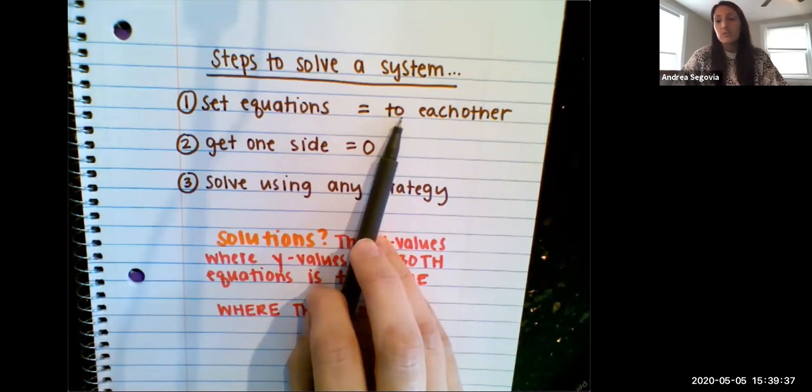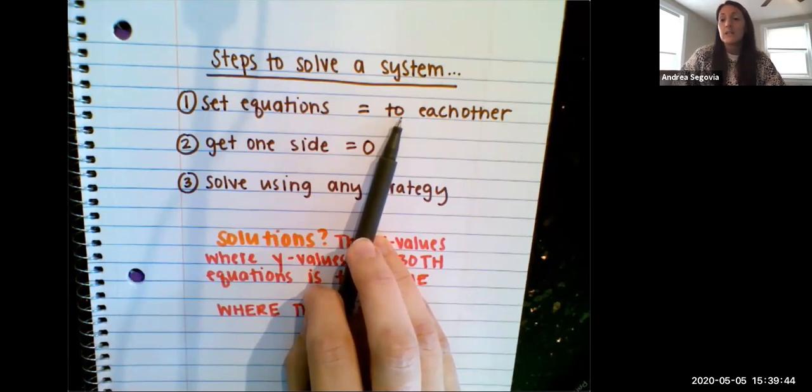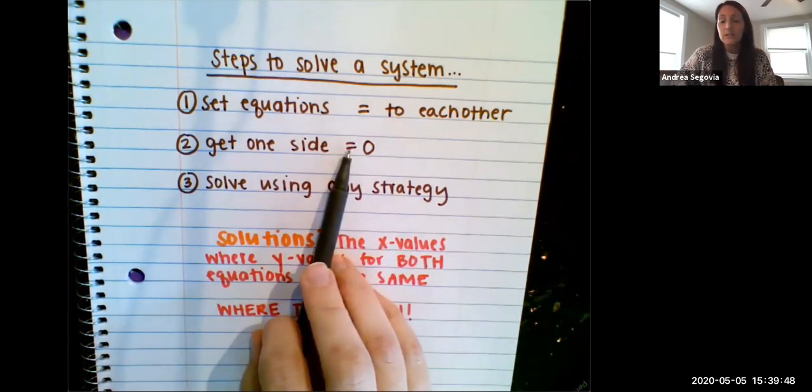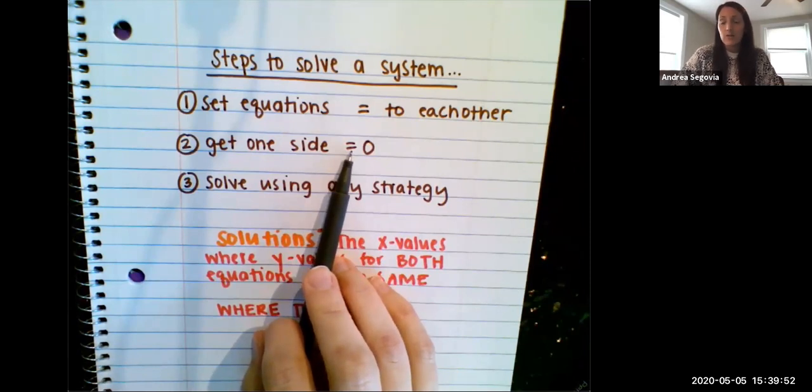Now, one of those equations is going to be a quadratic. What we know about quadratics is in many of our strategies, we like the equation to be equal to 0. So we're actually going to get one side of our new equation that we've built to be equal to 0. Now that might mean we have to do some eliminating using inverse operations.